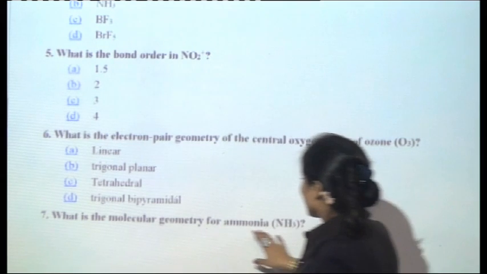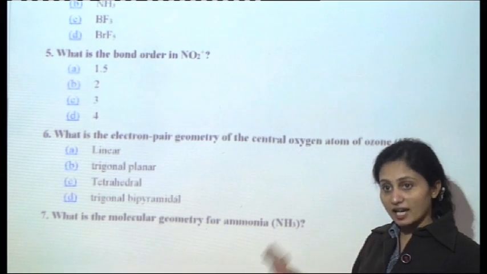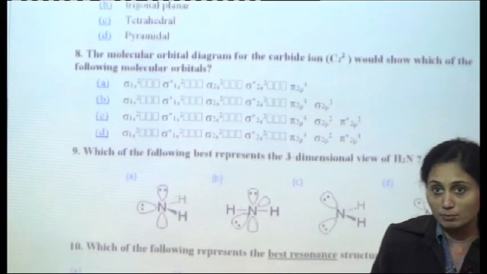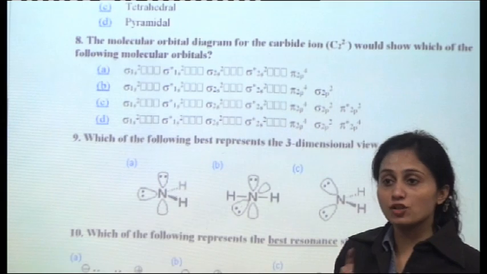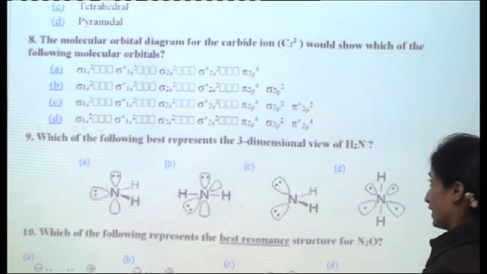What is the molecular geometry for ammonia? Now the geometry as per the hybridization is tetrahedral, but if at all a pyramidal shape is given, then in that case you will opt for the pyramidal structure. So the option will be D.